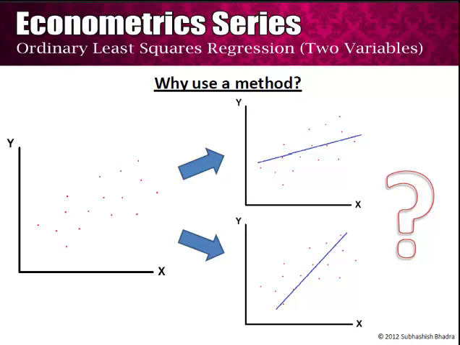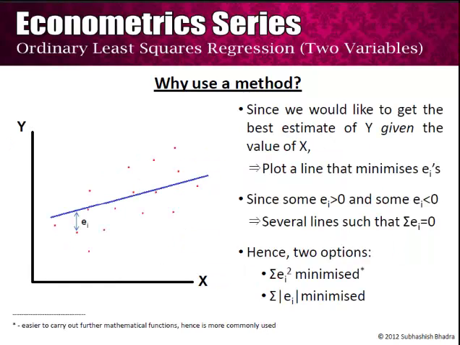Secondly, if the same person constructs this line at two different intervals in time, he might end up constructing two different lines. Hence, we must have a methodology which will ensure that every time or every person who constructs this line comes up with the same regression line. One of those methods is the ordinary least squares method.